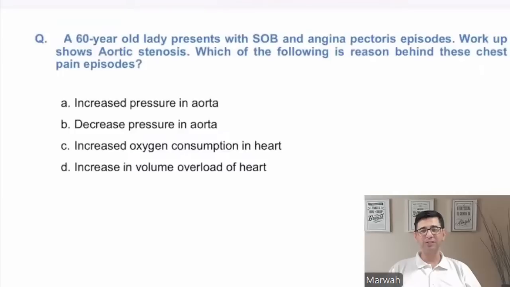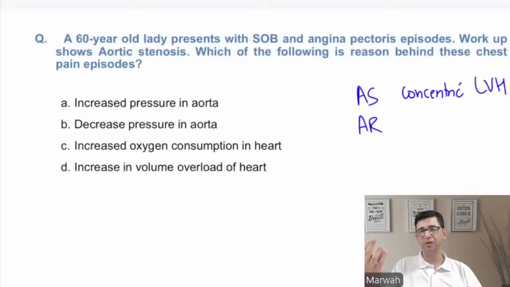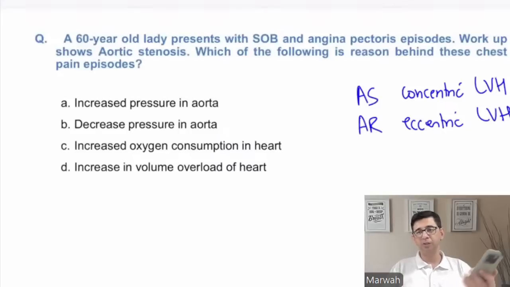So a 60-year-old lady presents with shortness of breath and angina pectoris episodes, and the workup shows aortic stenosis. What is the reason behind these chest pain episodes? In aortic stenosis, we have a concentric hypertrophy of the heart, and in aortic regurgitation, we have an eccentric hypertrophy of the heart. That is the basic fundamental difference between the two. In concentric hypertrophy the muscle becomes thick and it decreases the cavity size. And in aortic regurgitation, it is an eccentric hypertrophy where the cavity size will increase. The basic problem is concentric hypertrophy will increase the oxygen consumption of the heart, and that will explain the episodes of chest pain. Do let me know if I need to modify the options in this case.